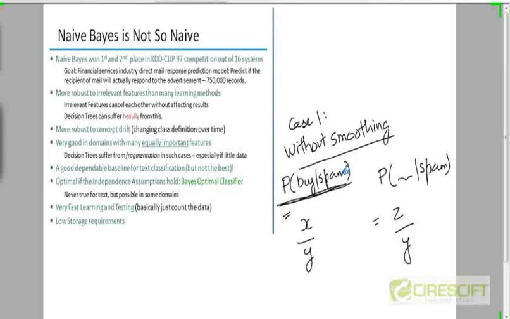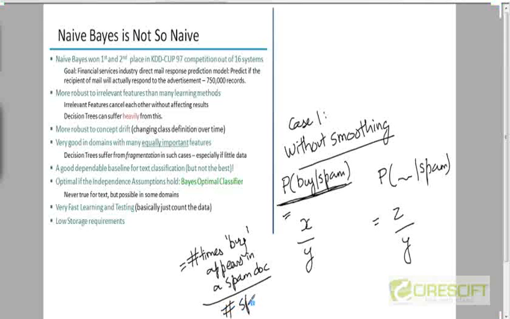So how do you estimate this probability? This is the number of times the word appears in a spam document divided by the total number of documents marked spam, right? This is how we estimate. This is the maximum likelihood estimate of this probability based on the training data, right? So what I'm saying is, let this be x and let this be y.